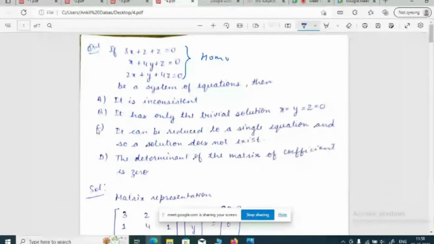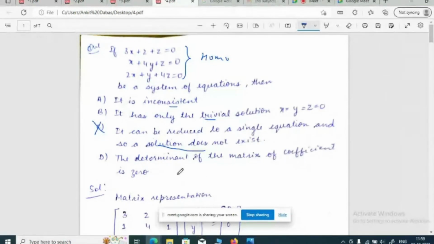So option C is that it can be reduced to a single equation and so a solution does not exist. So C cannot be the right answer for this because it will always have a solution and it says that a solution does not exist. Now we have to compute whether it is inconsistent or it only has a trivial solution or not.